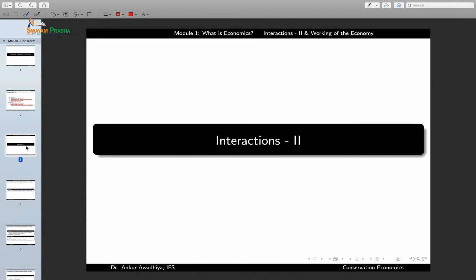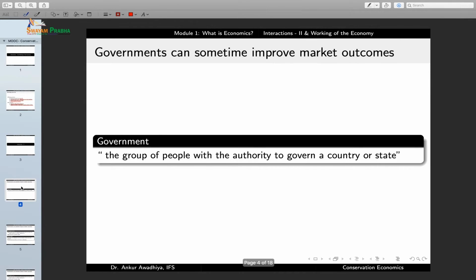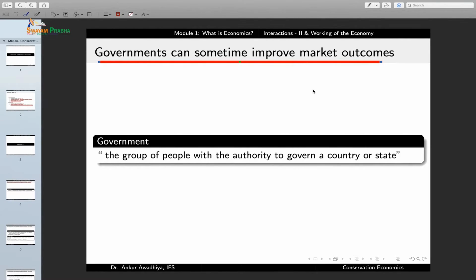Now, moving further into this topic of interactions, another principle is that governments can sometimes improve market outcomes. Now, the question is, if markets are a very good way of organizing economic activity, do we need a government? Why should there be a government? Why should government be making certain decisions? So the economic principle here is that governments can sometimes improve market outcomes because the market by itself may not always result in the most optimum solution.